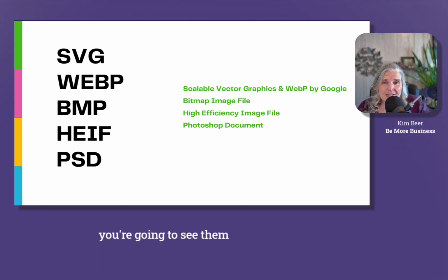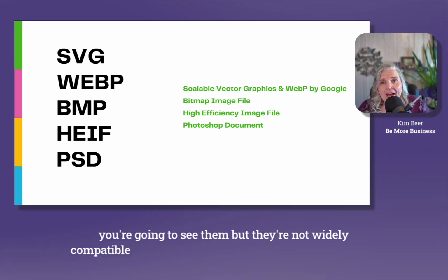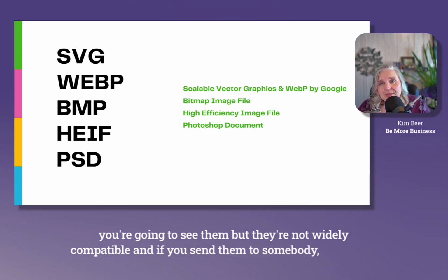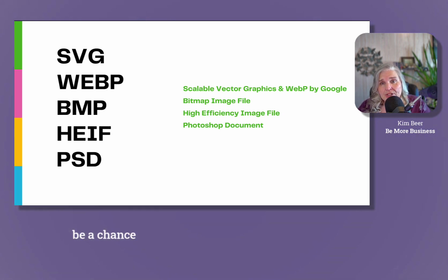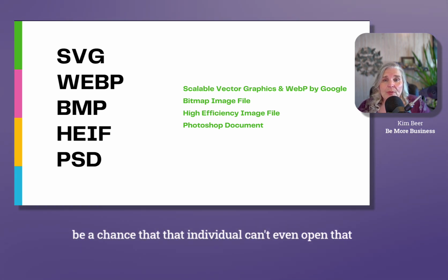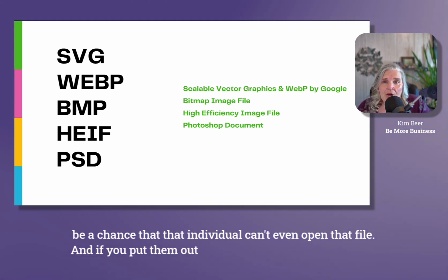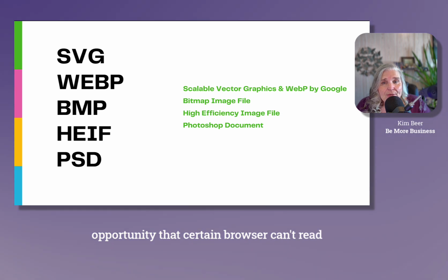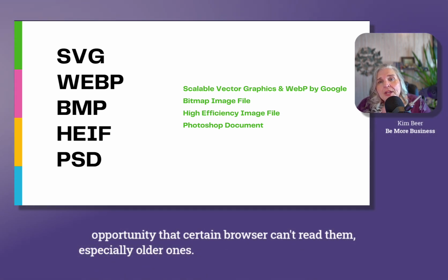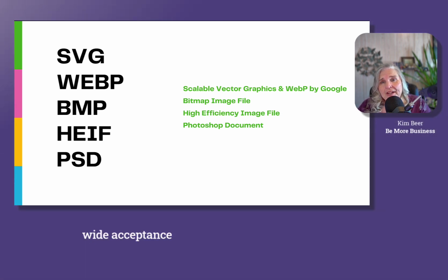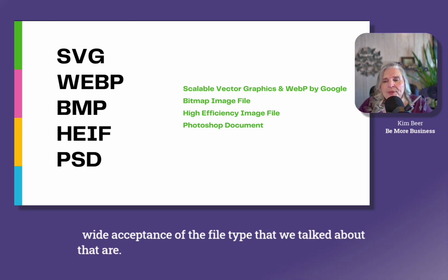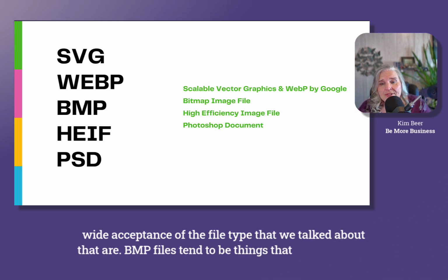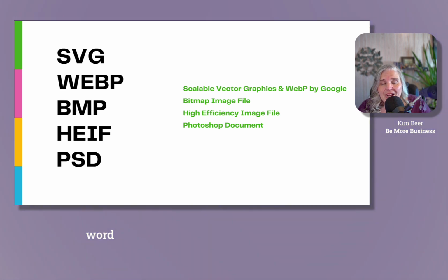So you're going to see them, but they're not widely compatible. And if you send them to somebody, there may be a chance that that individual can't even open that file. And if you put them out onto social media, there's also an opportunity that certain browsers can't read them, especially older ones. So they haven't really gotten the wide acceptance of the file types that we have talked about thus far.